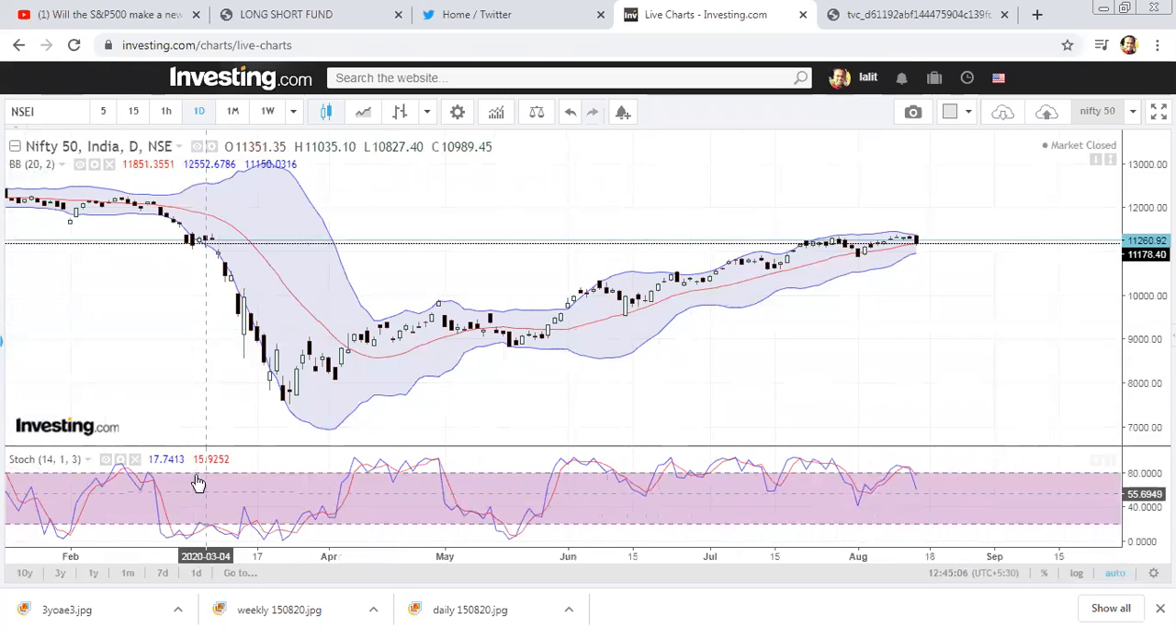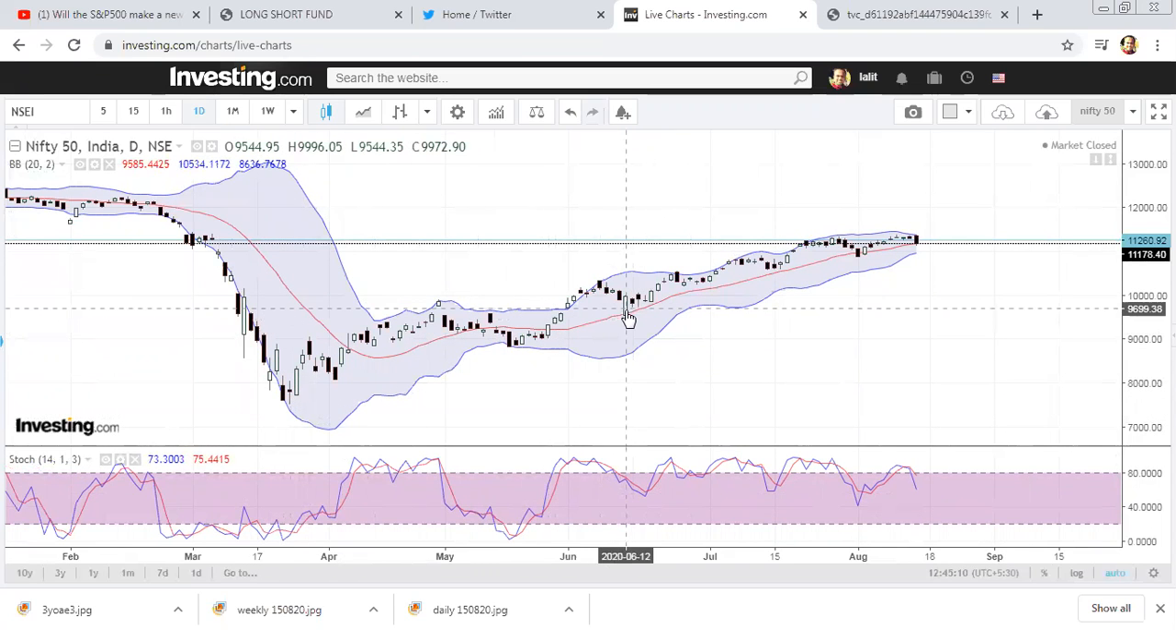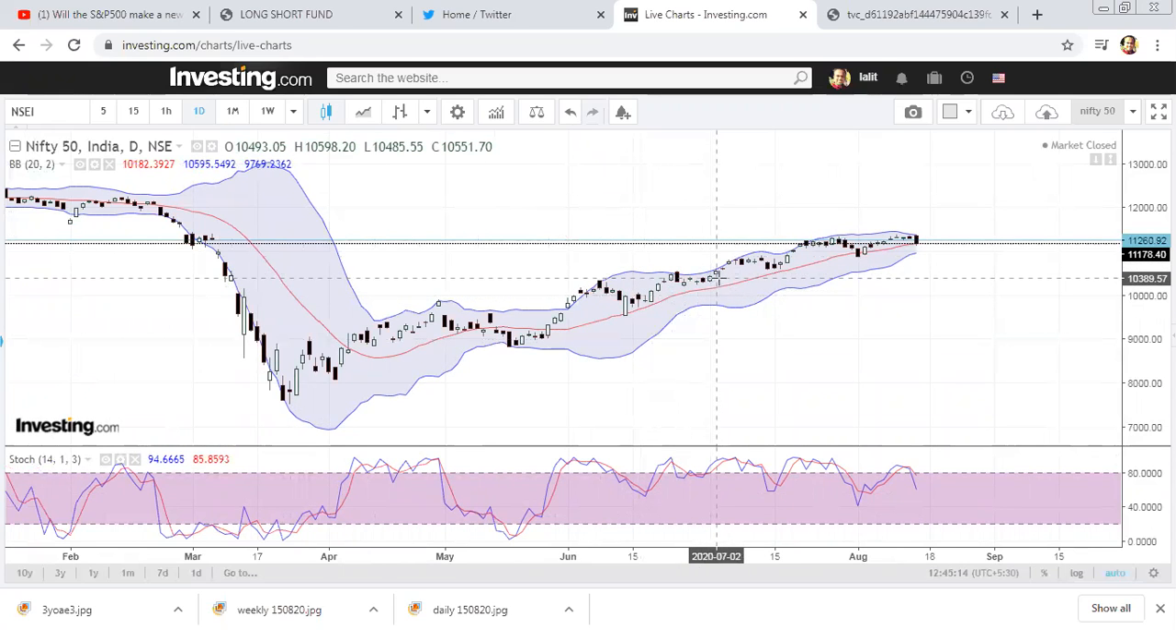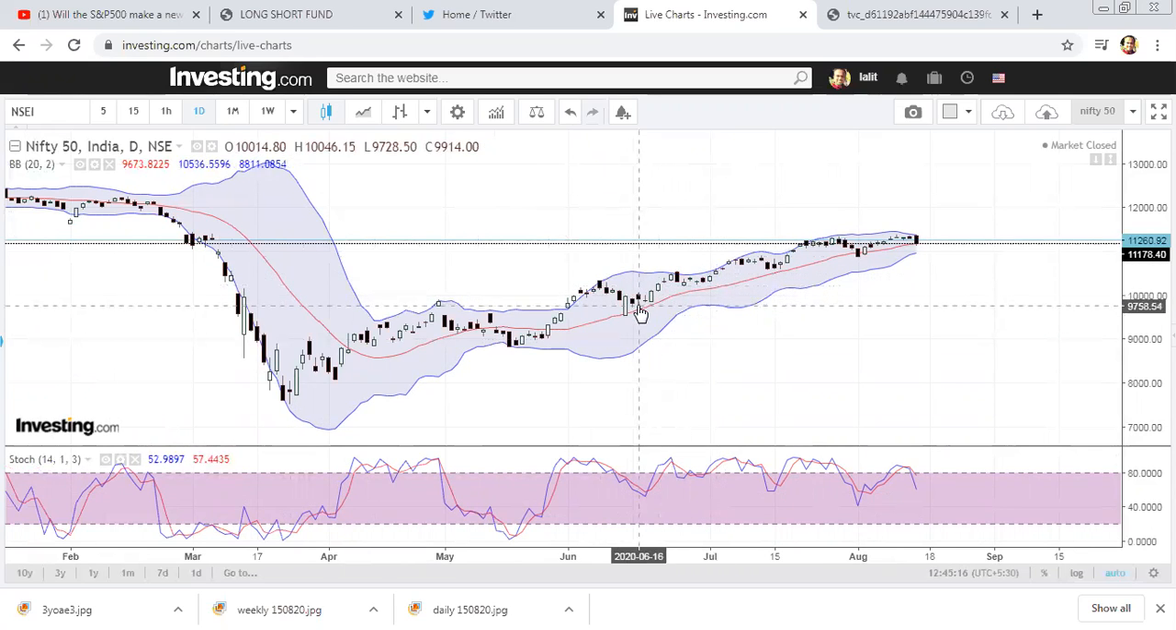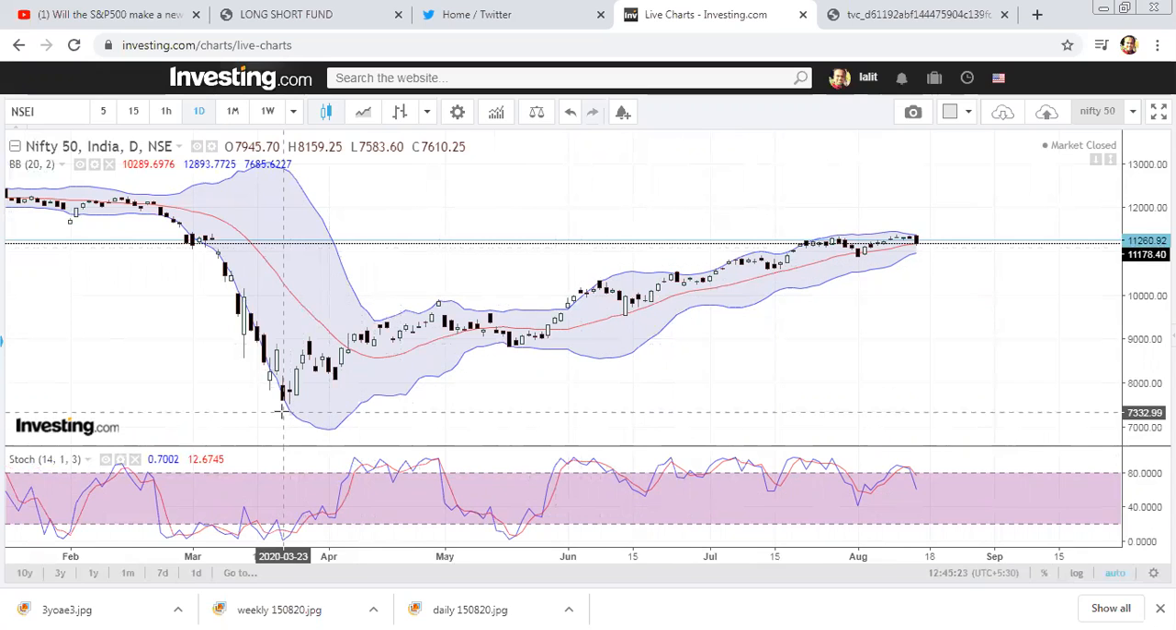So we can see here the Nifty since the March lows, we have been trending above the 20-day moving average. This line is the 20-day moving average. We have been testing this and moving upwards. The trend is clearly up since the March low.